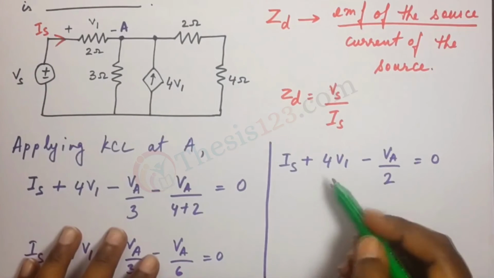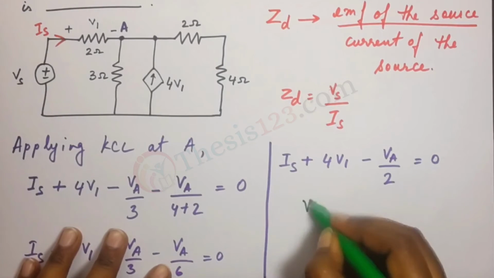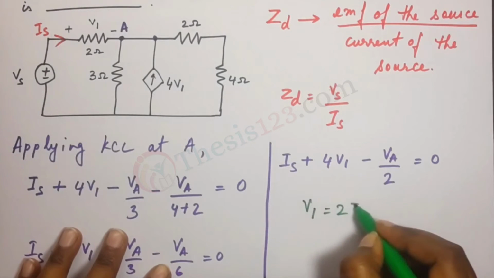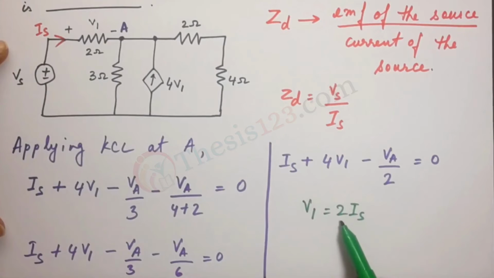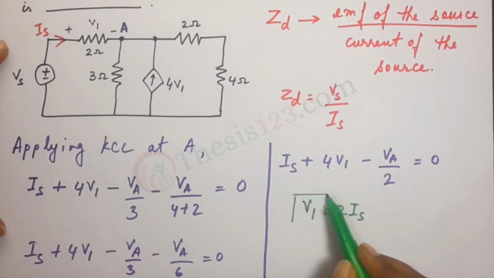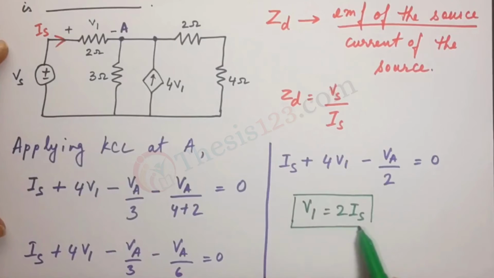So the expression is V1 is equal to 2 times Is. So we know that V is equal to IR. R is 2. I is Is. So this is one relation. V1 is equal to 2Is.